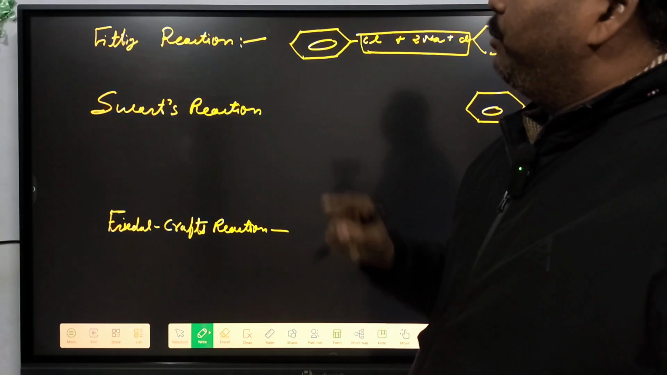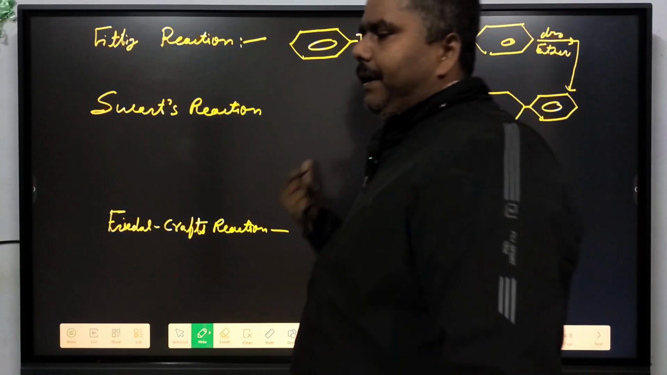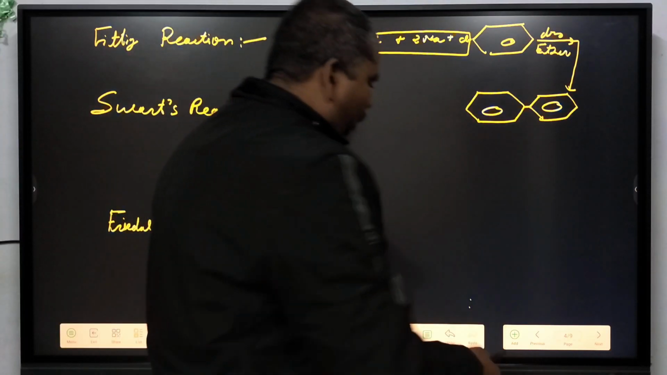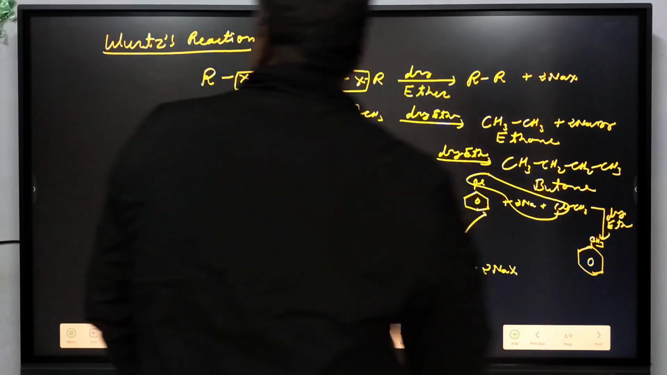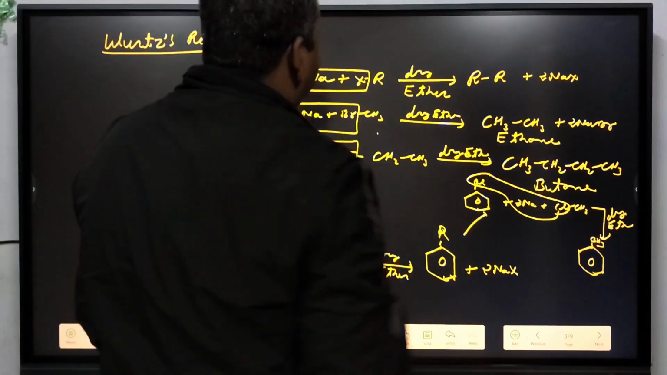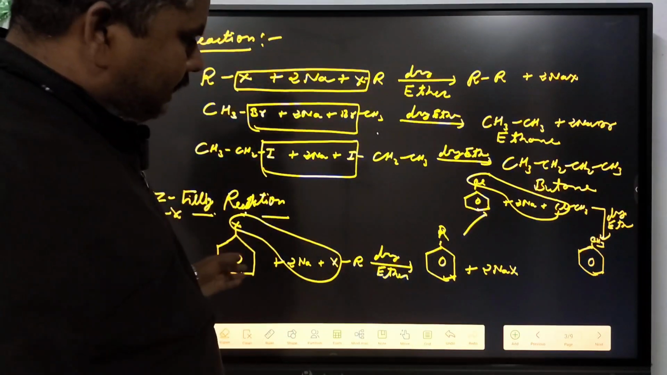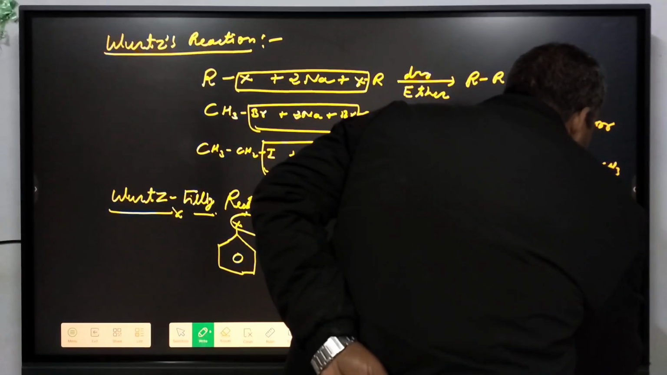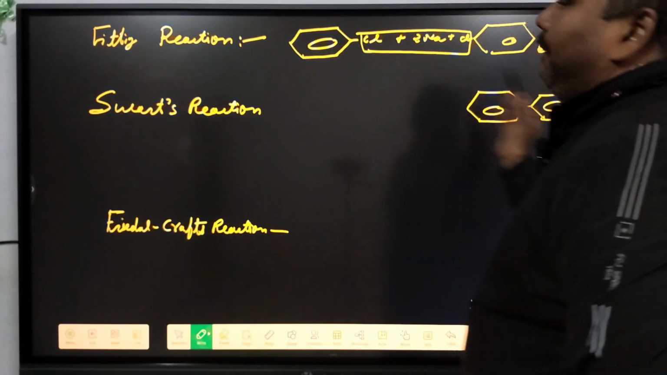So here there are three reactions which are similar: Wurtz reaction, Wurtz-Fittig reaction, and Fittig reaction. In Wurtz reaction, the higher alkane is obtained. In Wurtz-Fittig reaction, the alkyl benzene is obtained, while in Fittig reaction, the diphenyl is obtained.